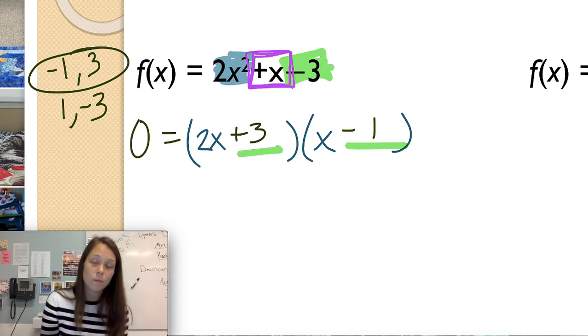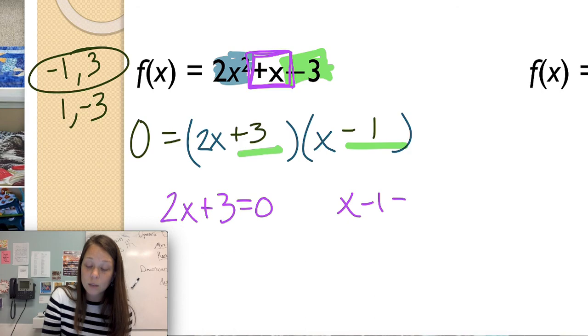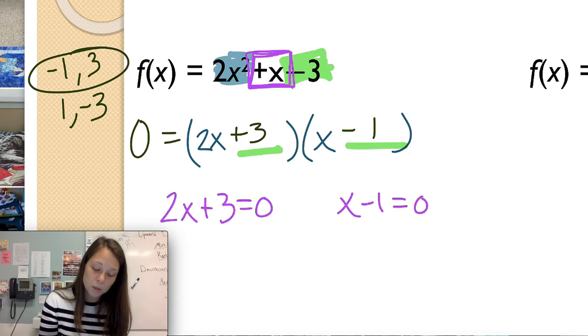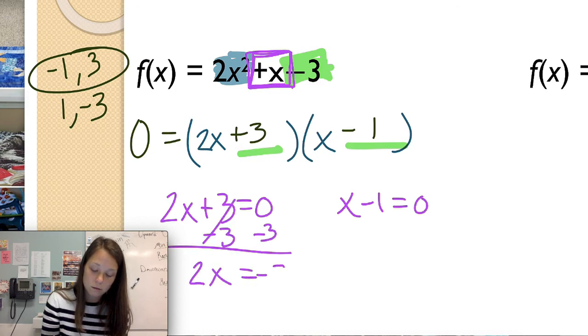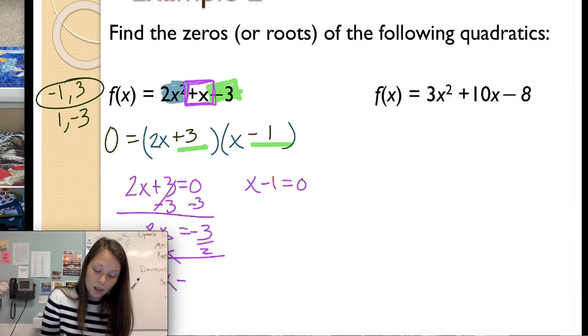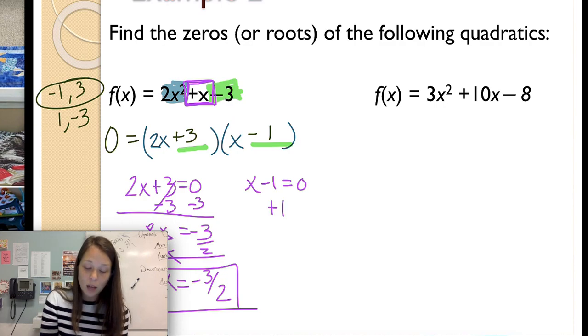From here, I can apply the zero product property that says take each of these factor pieces and set them individually equal to 0 and solve for x. So 2x plus 3 equals 0. I'm going to subtract 3 first. Then I'm going to divide by 2. And I end up with x equals negative 3/2. If you wrote that as a decimal, it's a terminating decimal, so that's okay. For the second one, we add 1 to both sides, and we get x equals 1.